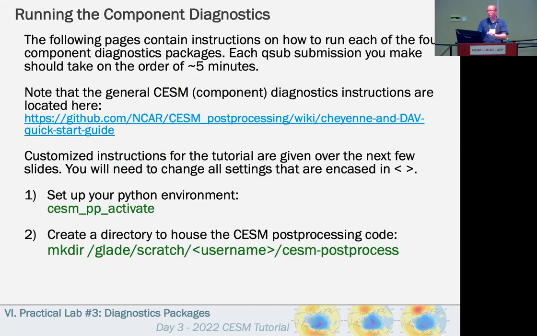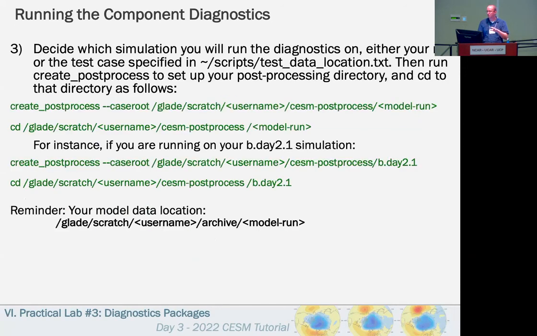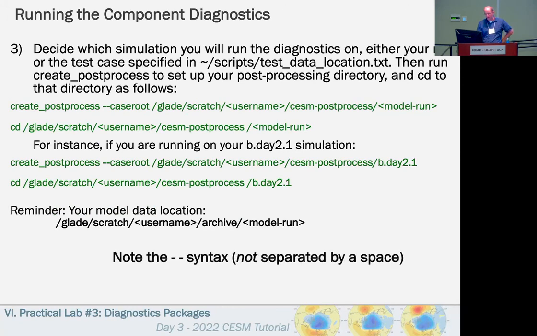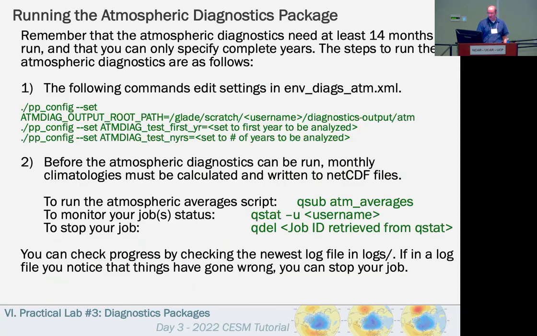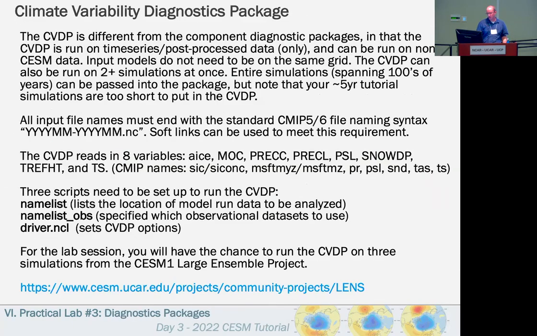And then you'll go through all of these steps where you're essentially setting up your environment, making some directories, setting up the diagnostics components, and note that you need double dashes for these, and then providing basic information like where's my model data and what's the grid. And after that, you can run all the NCL packages. I'll skip ahead real quick.